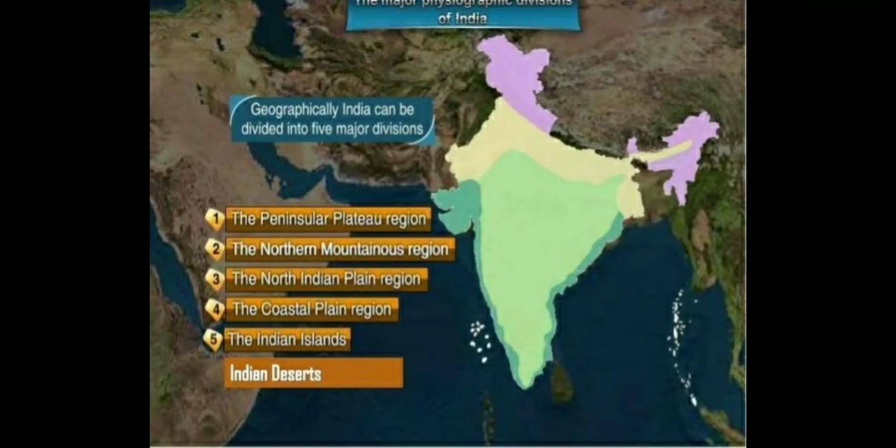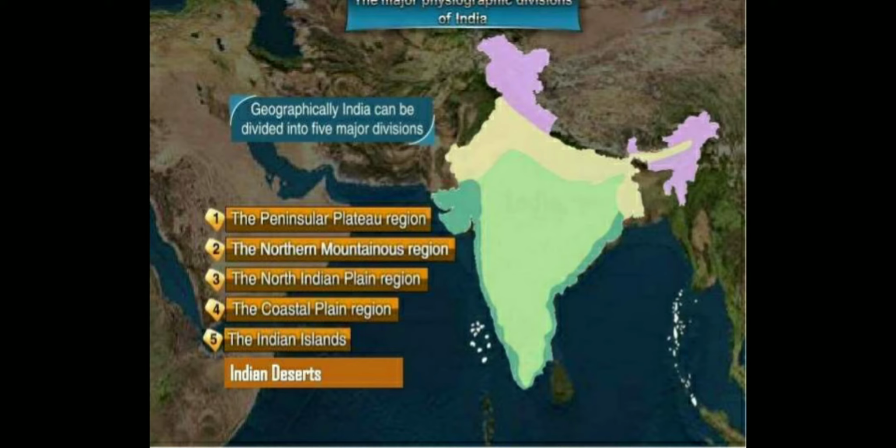If we take the major physiographic features of India, we find what? Geographically, India can be divided into 5 major divisions. What are these? The peninsular plateau region, the northern mountainous region, the North Indian plain region, the coastal plain region, and the Indian islands. And then there is another part known as the Indian deserts, which is not very big and significant, hence it is not considered a major unit. So we have 5 major units.